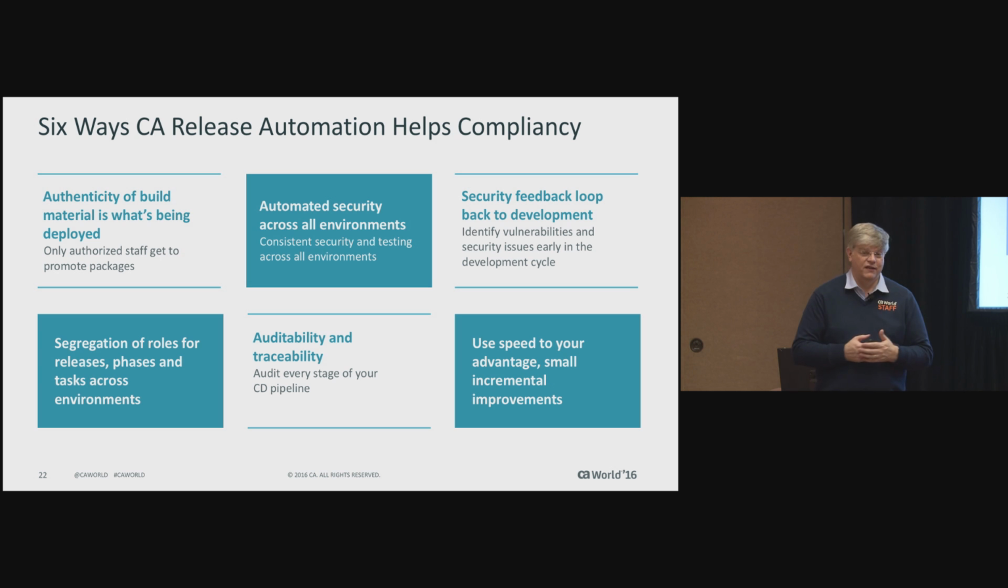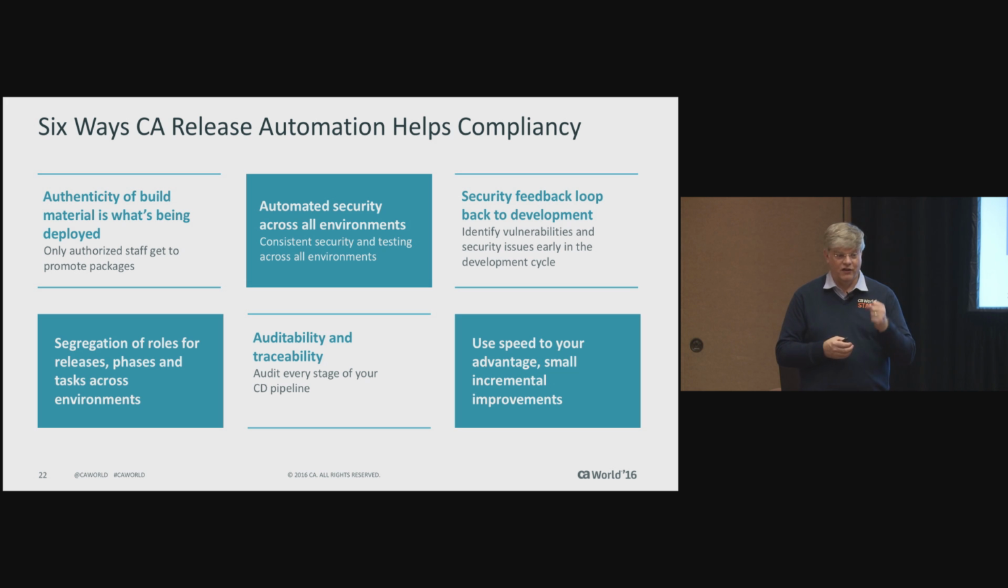So the 6 ways that release automation can help with compliance. The first is knowing that what you're building in your build tool is what's being deployed. When you generate the artifact at build time, that same artifact is tracked from development all the way through the phases, QA, UAT, pre-production, to production.